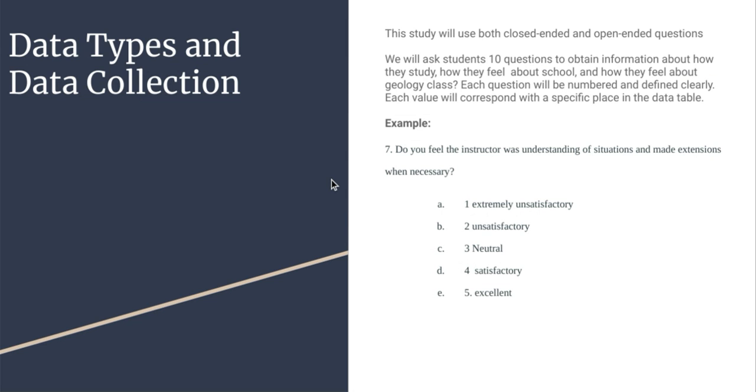So students could choose their responses, and then number 7 would correspond to column number 7. In each data table, each column will represent a different question in the data set. And just for consistency, we'll number all the questions.